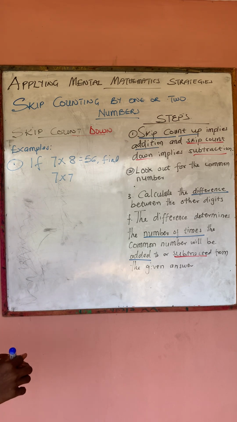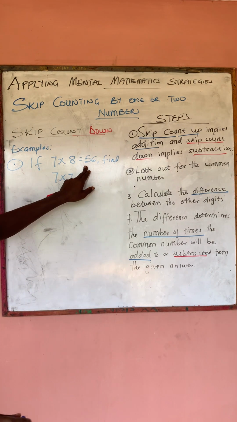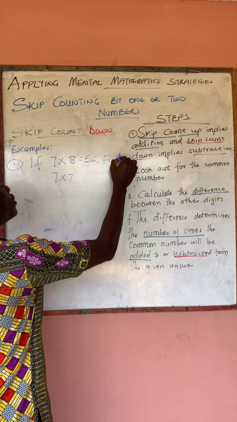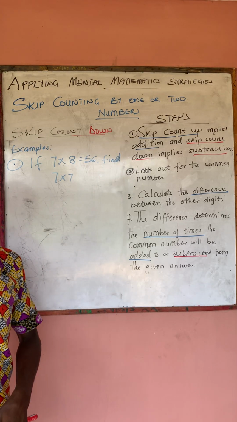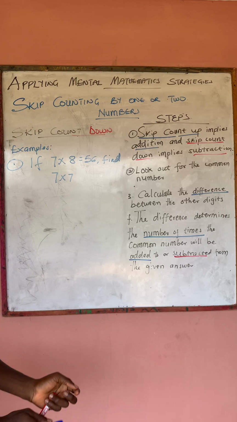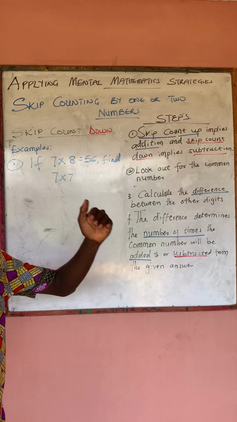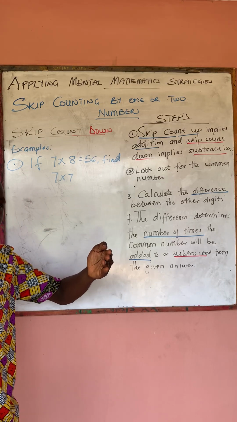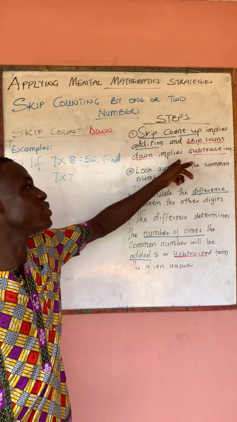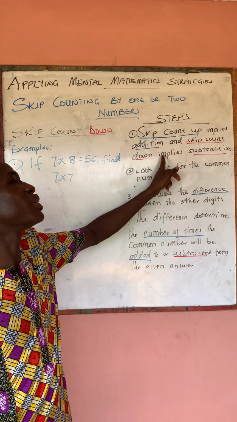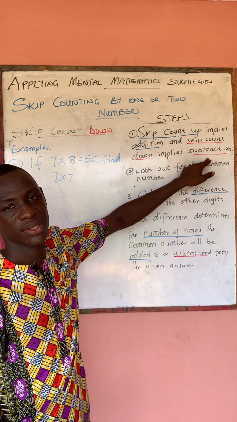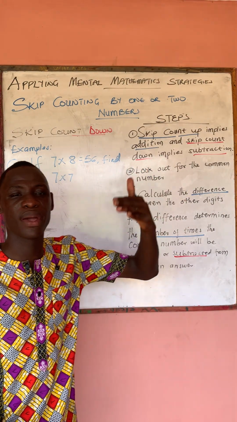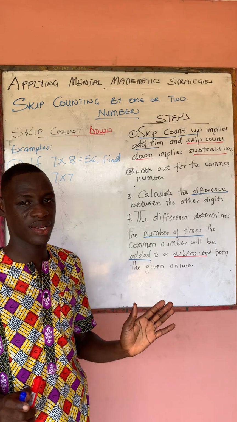The question is, if 7 times 8 equals 56, find 7 times 7. Alright. So over here we ask ourselves, are we looking for more or are we looking for less? You can see that we are given 7 times 8. We are to look for 7 times 7, which is lesser than 7 times 8. Okay? So that's going to be a skip count down. If it's a skip count down, we use the operation subtraction, as you'll be given a bigger number and you have to reduce the bigger number to get a smaller number.